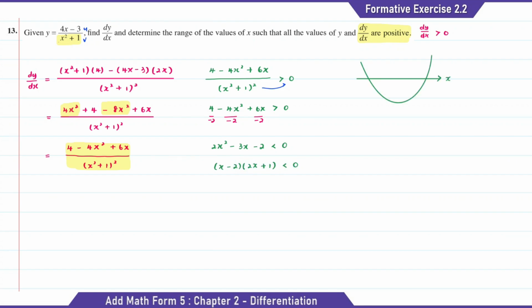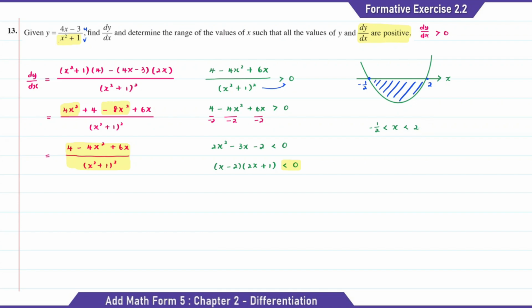So based on the factorizations, the values of x will be 2 and negative 1 over 2. So here will be negative 1 over 2 and this will be 2. As this is less than 0, then we're going to shade the area below the axis. Then the range of values of x will be x greater than negative 1 over 2 and less than 2.